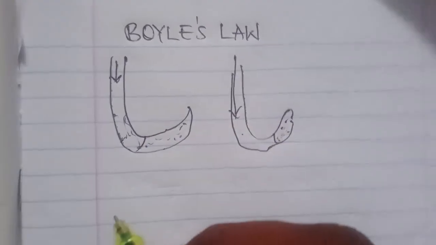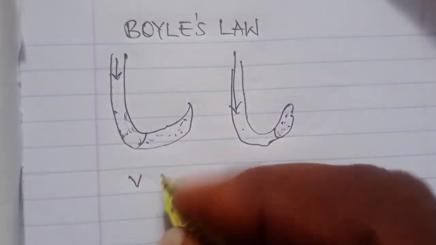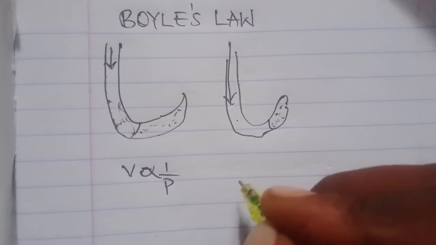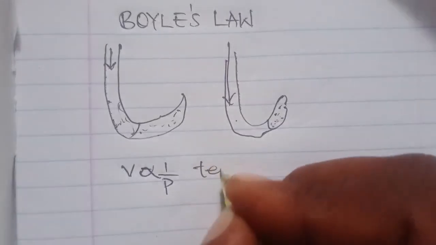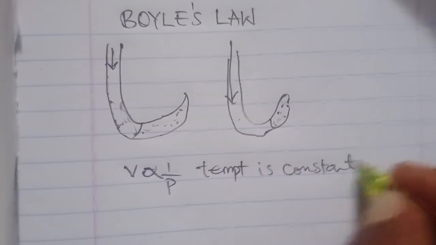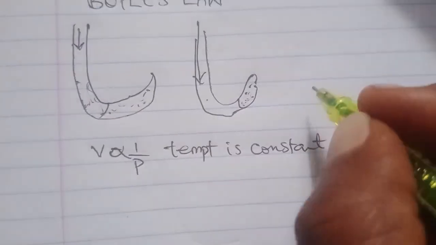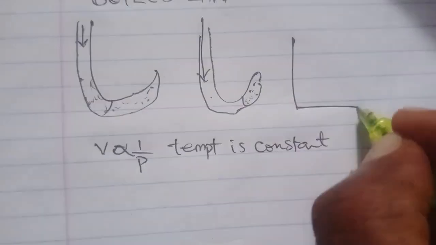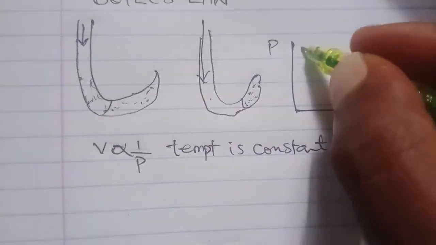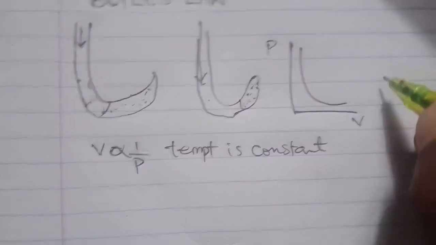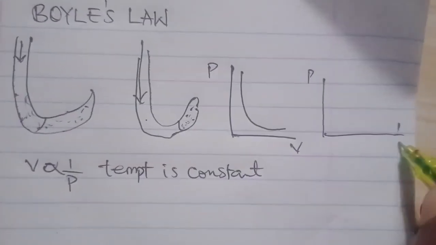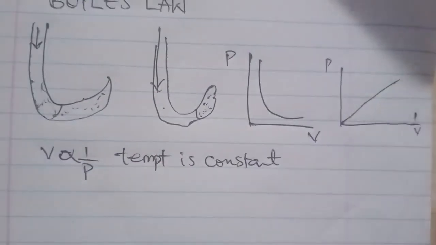Because of this, Boyle's law states that the volume of a given mass of a gas is inversely proportional to the pressure if temperature is constant. So if we want to plot a sketch graph of pressure against volume, we're going to have a hyperbolic curve. But if we are plotting pressure against 1 over volume, we're going to have a straight line graph.